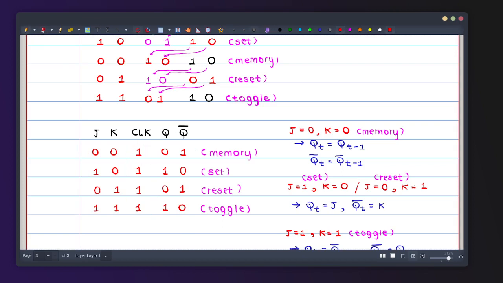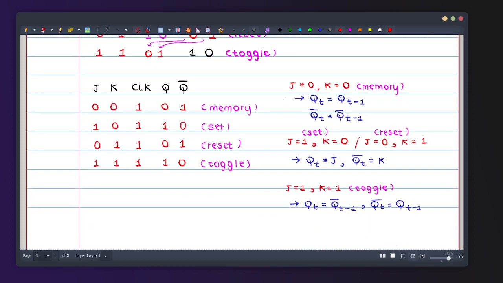Alright. What you see on the right here is the algebraic format of this same truth table. The idea is, when J and K are 0, we are in the memory state, which means that Q at the current time interval is whatever Q was in the previous time interval. So Qt is equal to Qt minus 1. Q complement t, that is Q complement in the current time interval, is equal to Q complement t minus 1, that is the Q complement from the previous time interval.